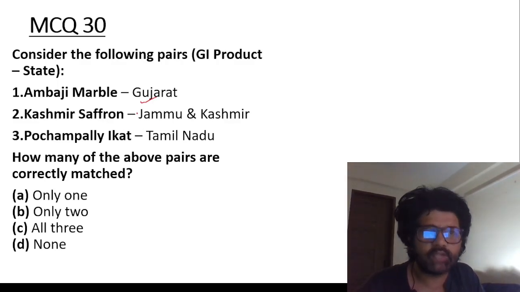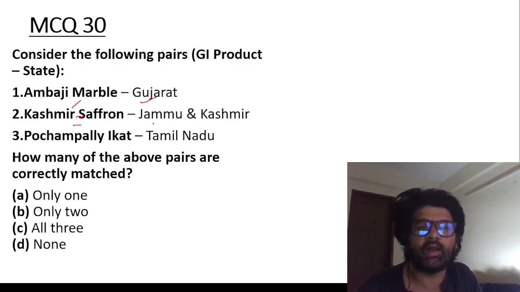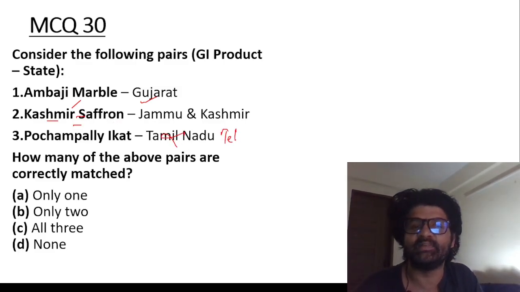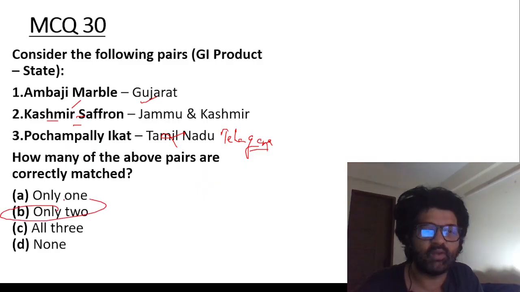So Ambaji marble, Gujarat, Kashmir saffron. Obviously, Kashmir saffron will not be a Bihar, right? If Kashmir is written already. Pochampalli Ikat, Tamil Nadu, Telangana. So I'm from Bihar, guys. So third is wrong. Answer is B, only two.